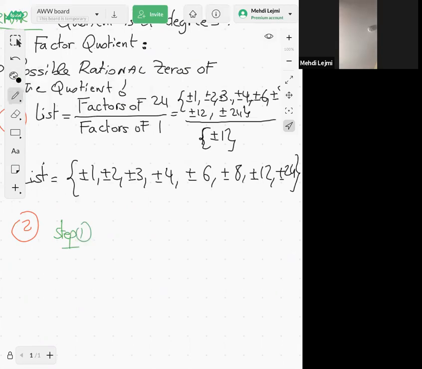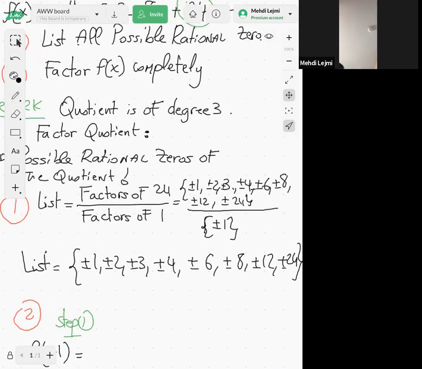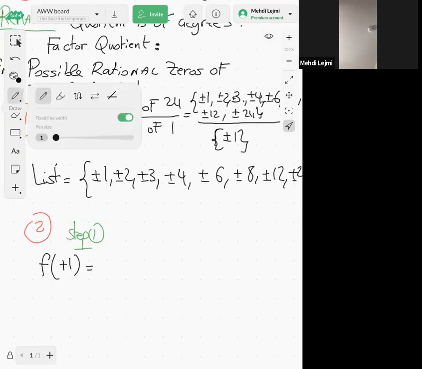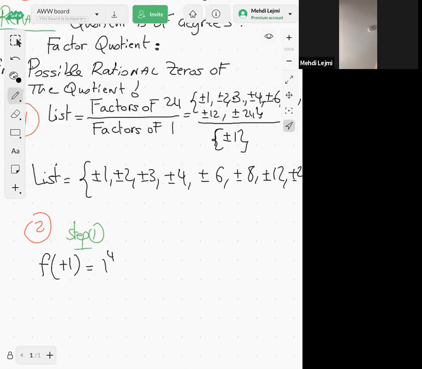So if you try f of positive 1, then plug 1 into the function f. So we're going to have 1 to the power 4 minus 6 times 1 squared minus 8 times 1 plus 24. That's 1 minus 6 minus 8 plus 24, so that's negative 13 plus 24. That's plus 11. So it's not 0, right?